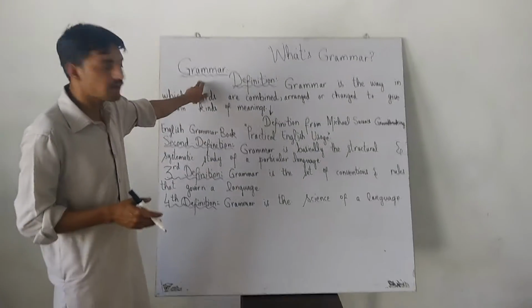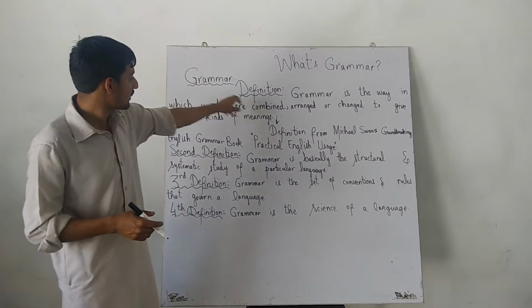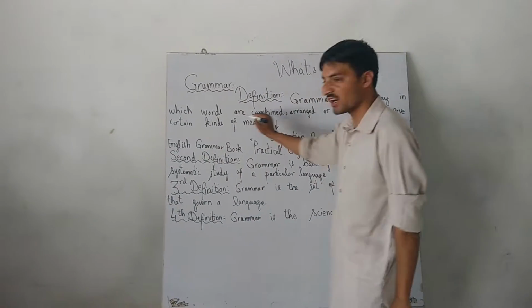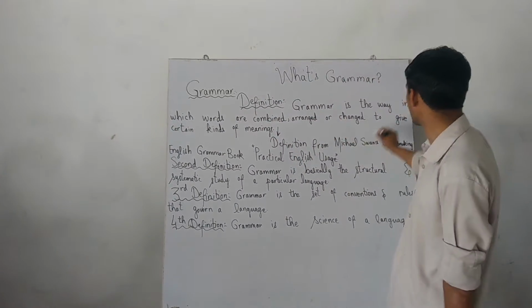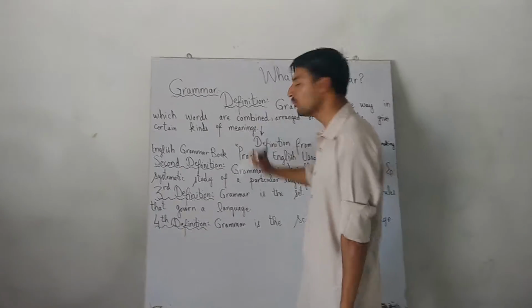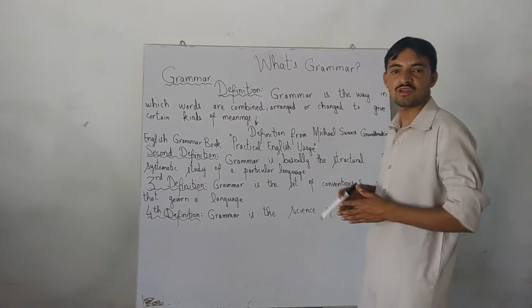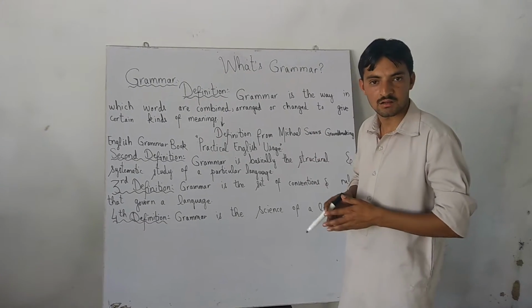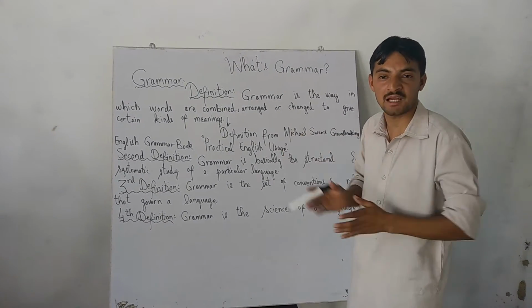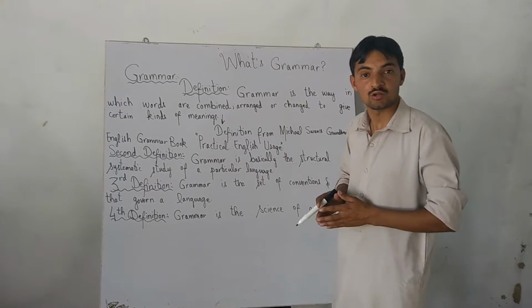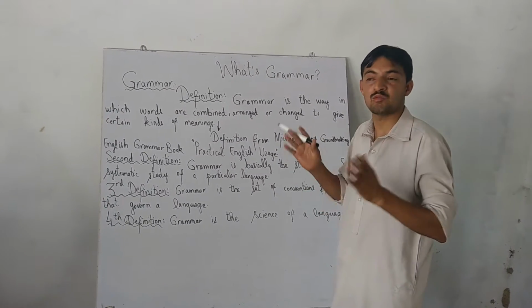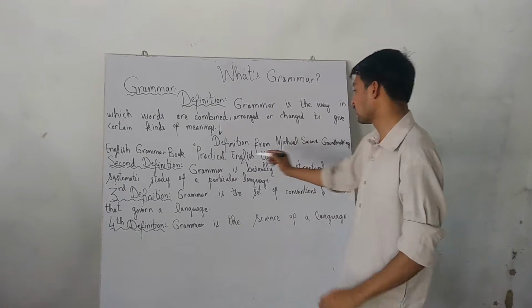The first definition is that grammar is the way in which words are combined, arranged or changed to give certain kinds of meanings. This is a very important definition because it was given by Michael Swan, who wrote his groundbreaking book, Practical English Usage.